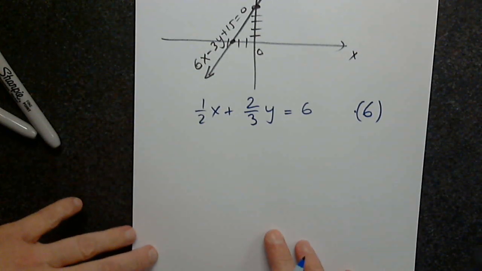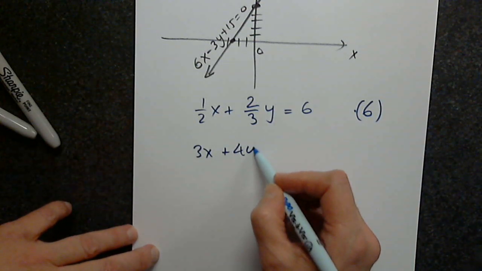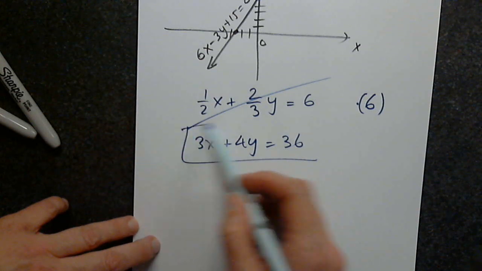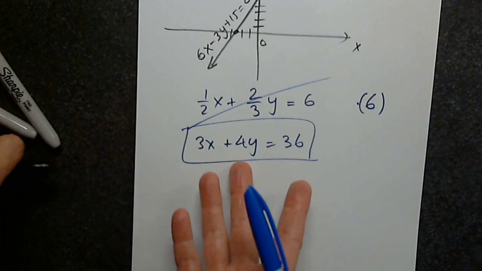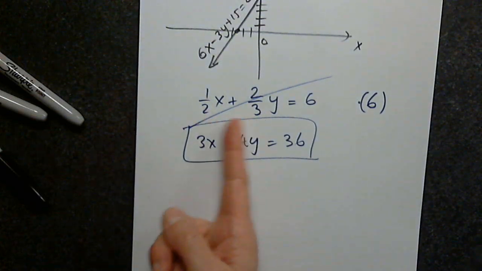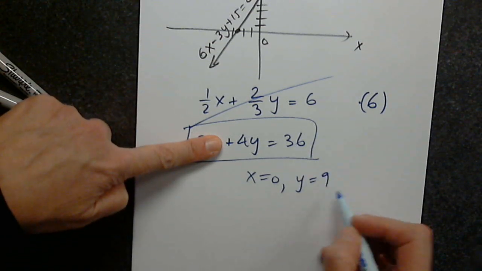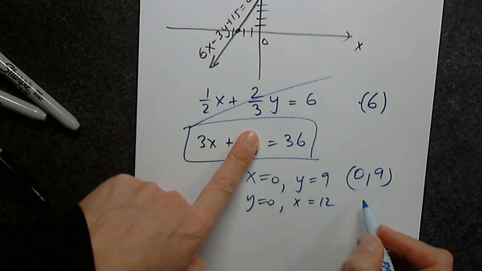It's just one step. 6 divided by 2 is 3. 6 divided by 3 is 2, multiplied by 2. And 6 times 6 is 36. I don't care for that. I'm going to graph this. Not because I'm afraid of fractions, but because the work is much easier without fractions, and I only have one intermediate step. Multiply both sides by the least common denominator, get this, and now when x is 0, y is 9. When y is 0, x is 12, and I'm done.